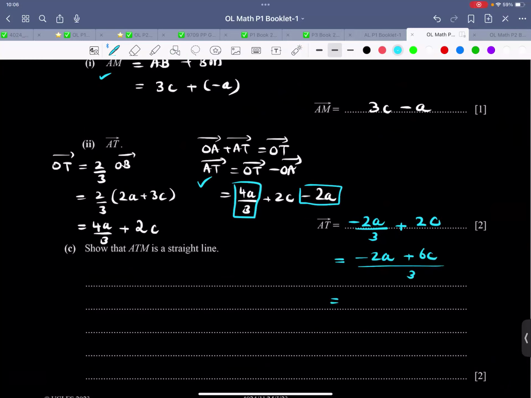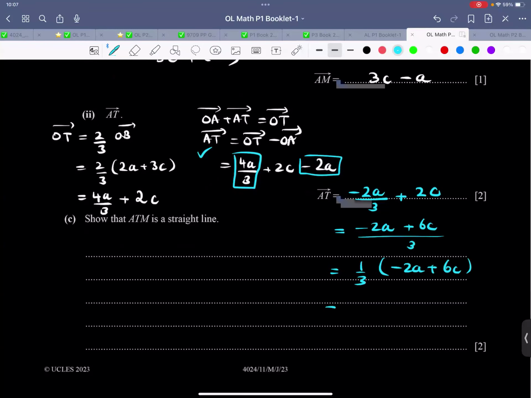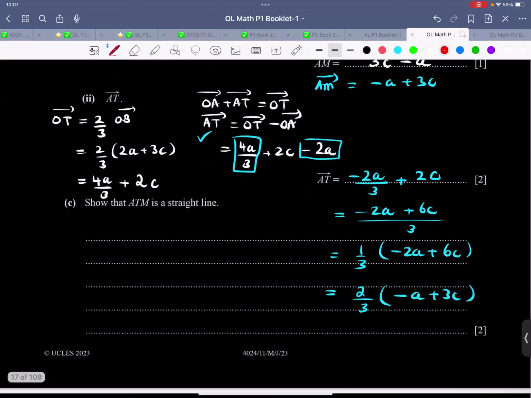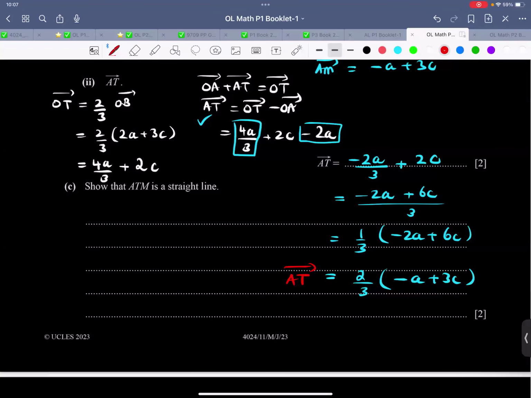Yes, I can. Let me first take 1/3 common. This is negative 2A plus 6C, not 3C, this is 6C. Let me take 2 common. So 2 over 3 times (minus A plus 3C). Minus A plus 3C is the same thing as AM, right? So therefore, I have proved that AT is 2/3 of AM. So AT is 2/3 AM.